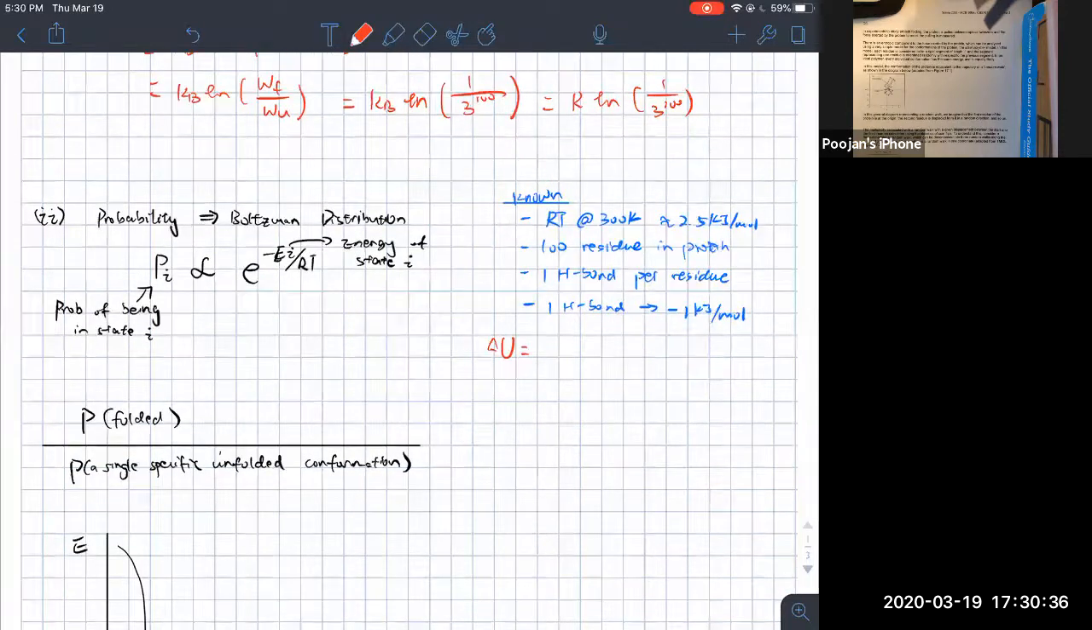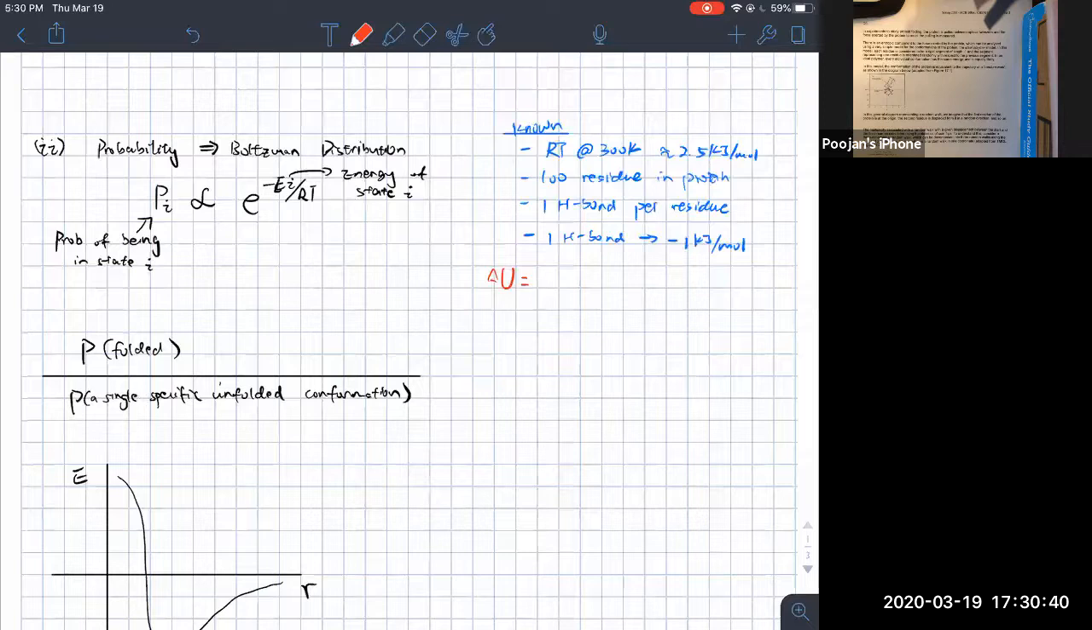So I'll move on to number two, part two. Here we're asked to find the relative probability of finding any molecules in the folded conformation versus a single specific unfolded conformation. When we are asked about probability, we need to think about the Boltzmann distribution, the relationship right here. The probability of being in state i is directly proportional to e to the negative energy of that state divided by RT. Then we take the ratio of the two.